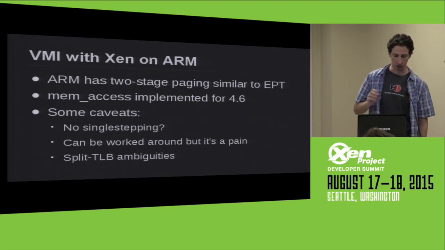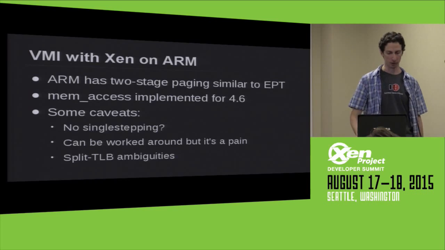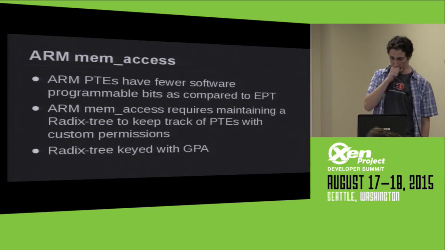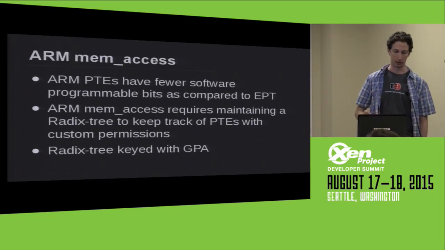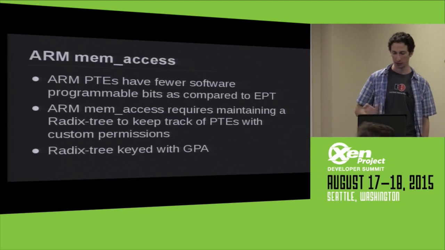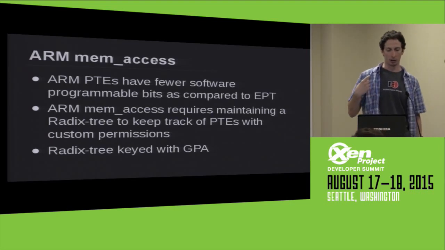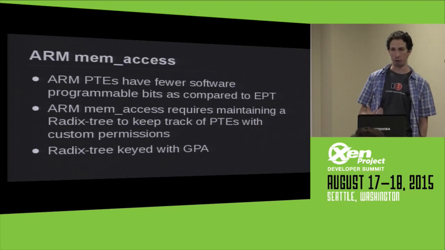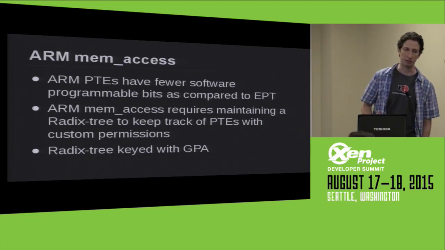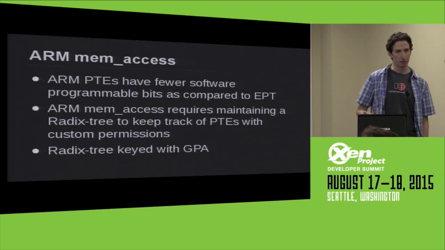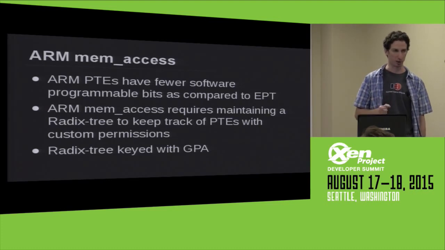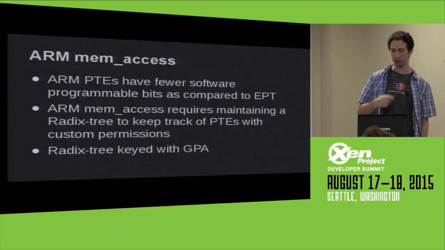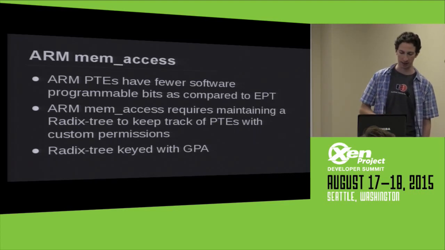But more importantly, there are a lot of things in the TLB of ARM that were very interesting that I will talk about next. To understand what the split TLB is about and what the problems there are, let's look at how the ARM mem_access system has been implemented. First of all, the ARM page table entries have fewer software-programmable bits available than what we have on EPT. And this is critical because on an EPT violation, it tells you right away within that page table entry what the mem_access permissions were. Those are the custom permissions you set through the mem_access Xen API.